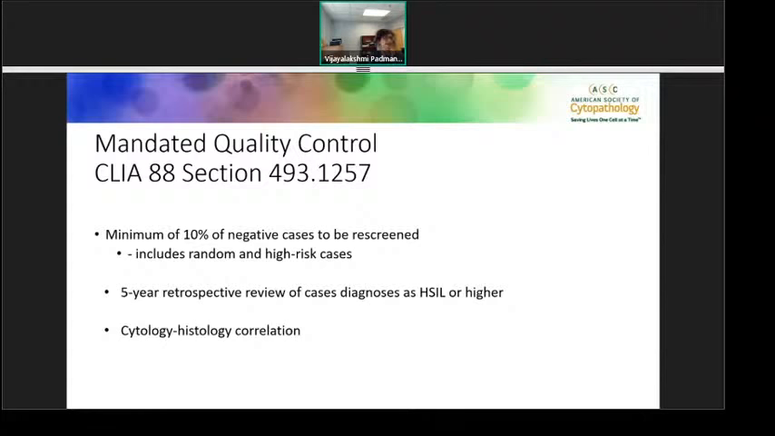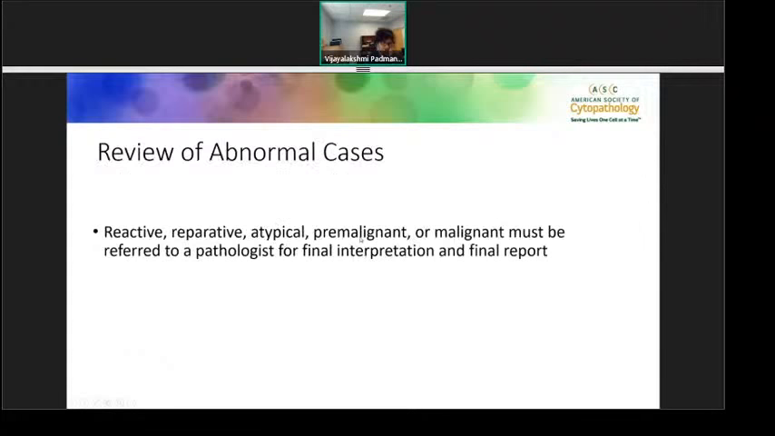One of them is that a minimum of 10% of our NILM cases, negative for intraepithelial lesion or malignancy, have to be rescreened. The other one is a 5-year retrospective review of any case that you diagnose today as HSIL or higher. The third is a cytohistocorrelation. And of course, this is a given: all the reactive, repair, atypical, pre-malignant or malignant cases will be signed out by the pathologist.